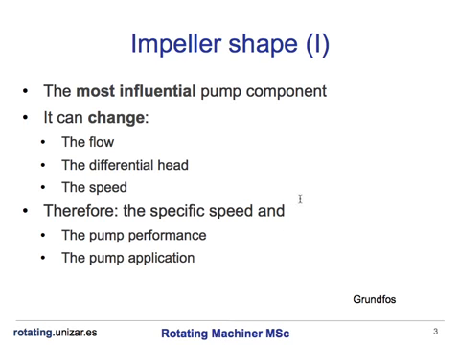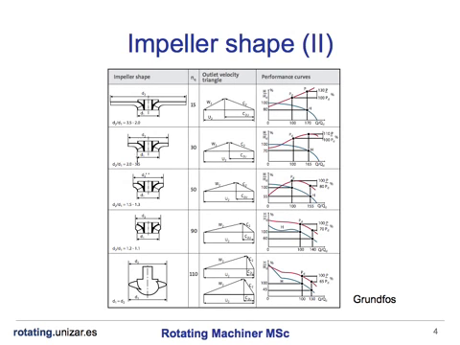In this slide we can see different impeller designs in the left column. We notice each design has a different velocity triangle and thus different performance curves. By just changing one of the geometric values of this impeller, you can completely alter the design of the pump.